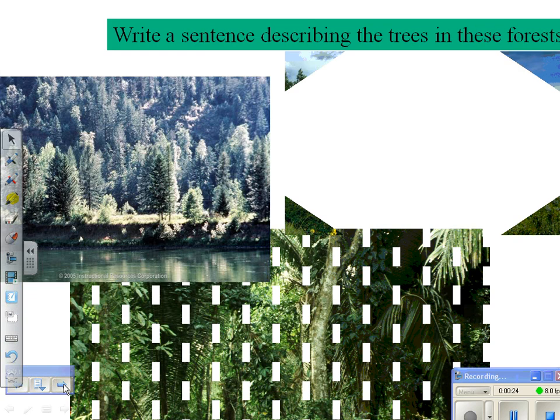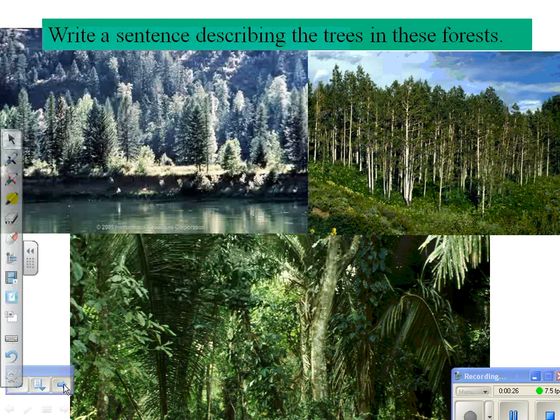Now look at these different pictures of forests. How would you describe them? The trees are very close together. If you were walking through the forest, it would seem really dark. You might even say it's a dense forest.